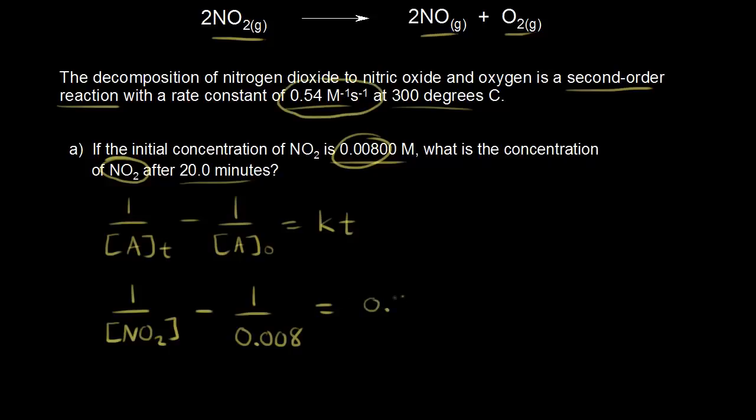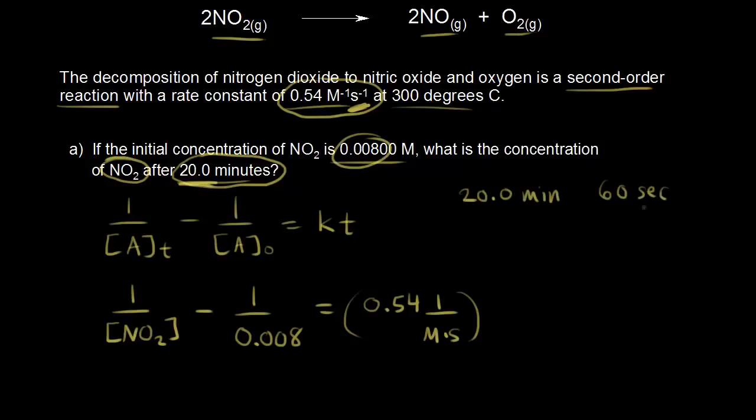So we have 0.54, 1 over molar times seconds. And then we're going to multiply that by the time. Notice we have seconds here for our rate constant. We were given minutes. So we need to convert minutes to seconds. So if you have 20 minutes, right, we know that there are 60 seconds for every 1 minute. So if we multiply, minutes cancels, and that gives us seconds. So 20 times 60 is 1200. So we have 1200 seconds.